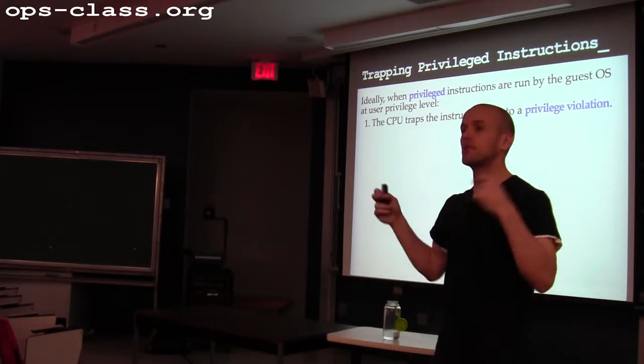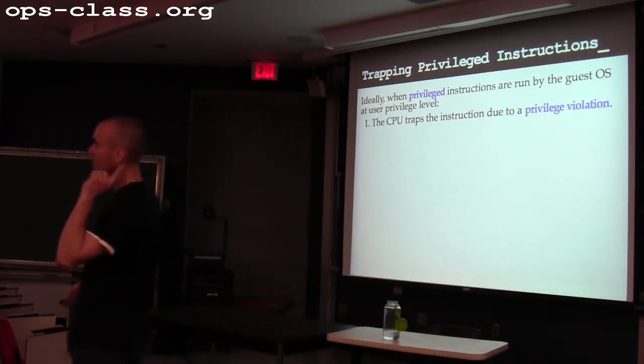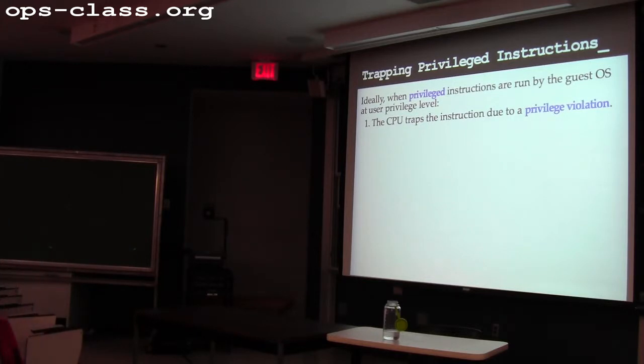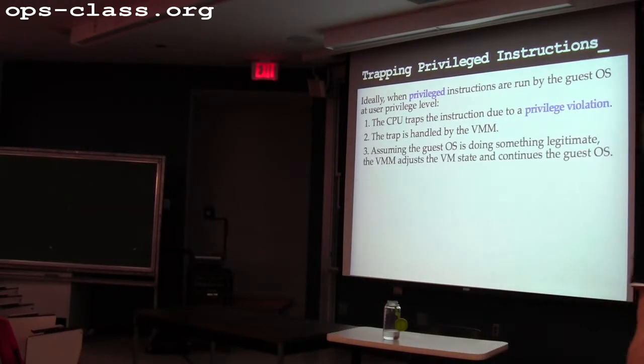at a user privilege level, the CPU is going to trap, right? And what's going to happen? It's going to trap into which operating system? The host, right? It's going to trap in the host OS. The host OS is going to hand this off to the virtual machine monitor, and the virtual machine monitor is going to figure out what to do, right? The trap is handled by the VMM, right?